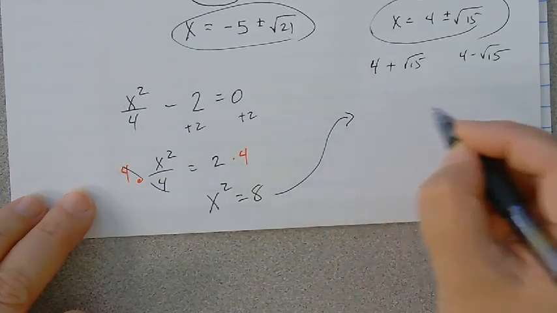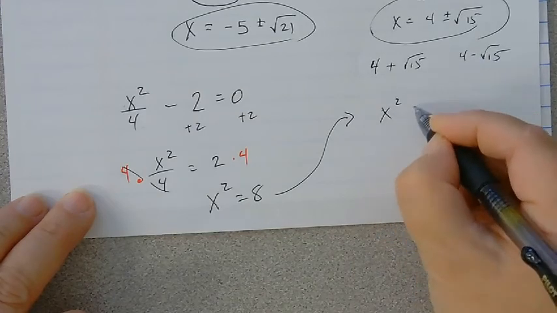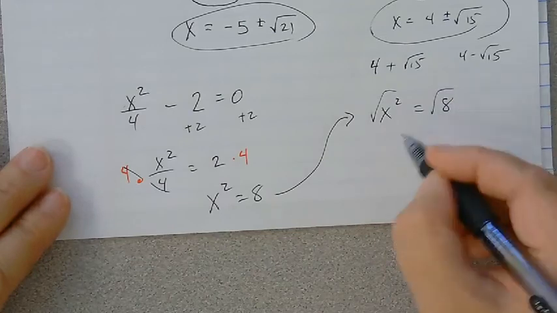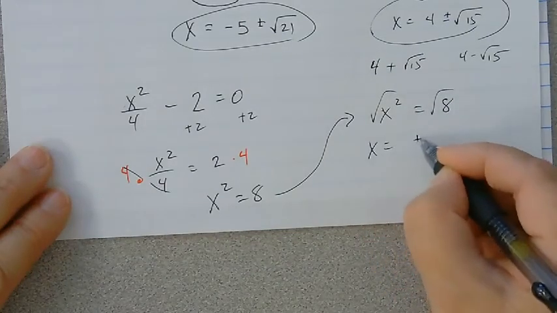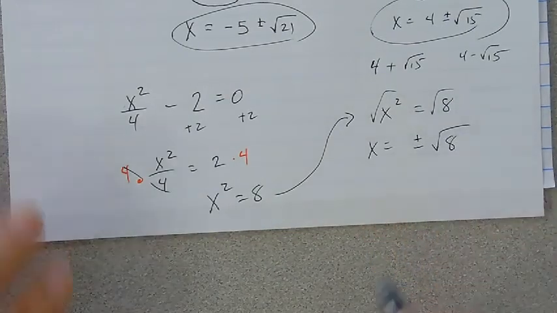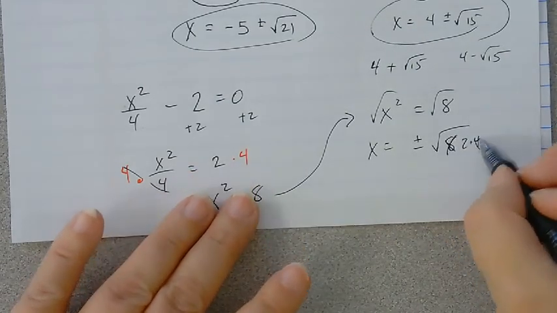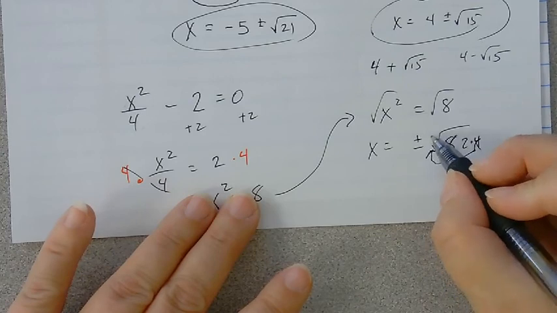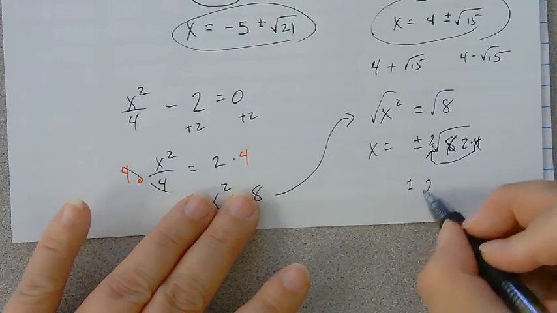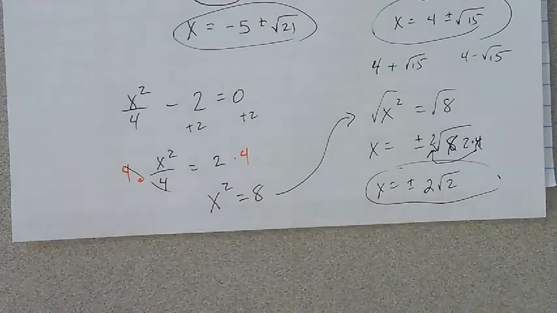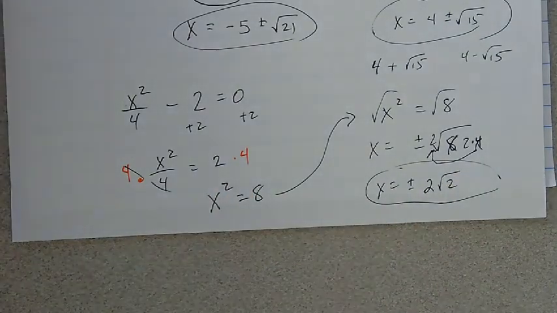I'm going to move that up here so I have room. X squared equals 8. So now I'm going to square root both sides. So I get x equals plus or minus square root 8. But square root 8 will simplify to 2 times 4, and the square root of 4 is 2. So it goes right in here. So it'd be plus or minus 2 square root 2. Those are the two answers that work for x. Positive 2 square root 2 and negative 2 square root 2.